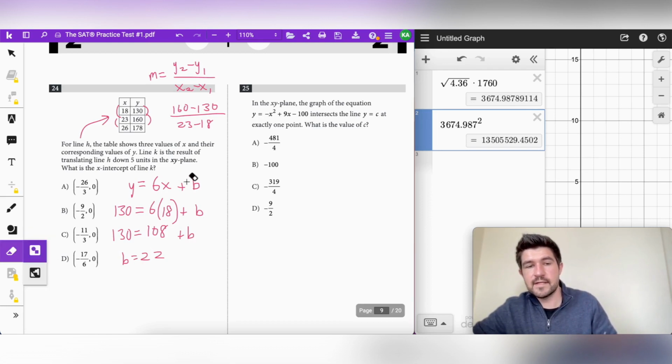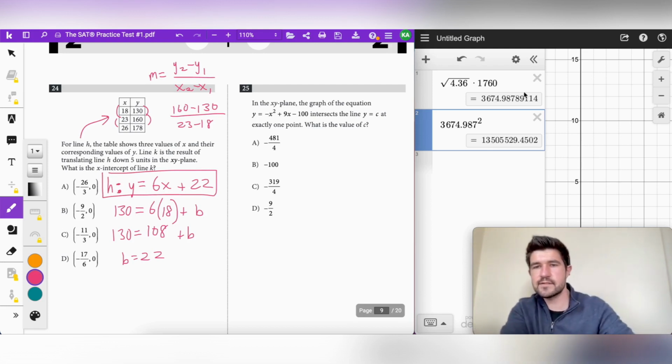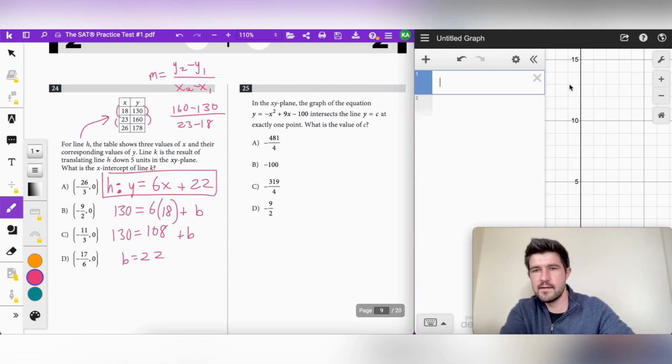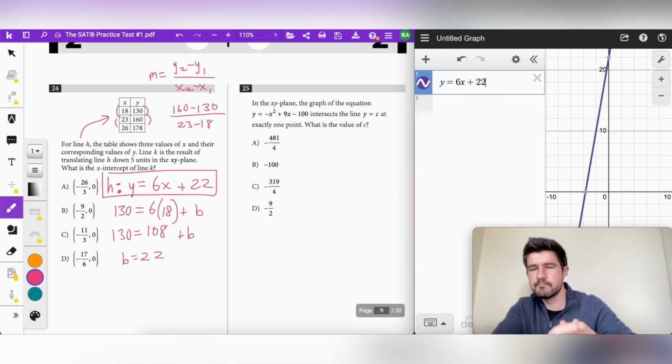That's going to go in this place up here in the original equation. But remember, this is line H. Okay, so line H's equation is that. So let's go over to Desmos and let's just start by putting that in. So let's go home and let's type in y equals 6x plus 22.